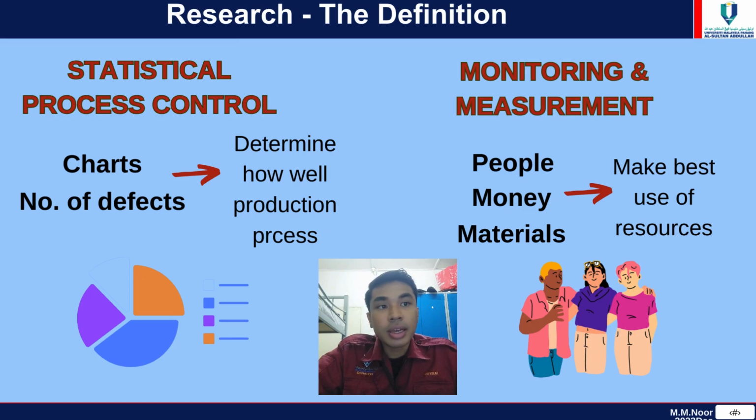Next is monitoring and measurement, which involves three parameters: people, money, and materials. So the control phase is not only about controlling your product, but is also controlling your finance and also controlling your people. The reason is to make best use of the resources that we have available. Always remember that during a project, we always want everything to go efficiently, without any drag.